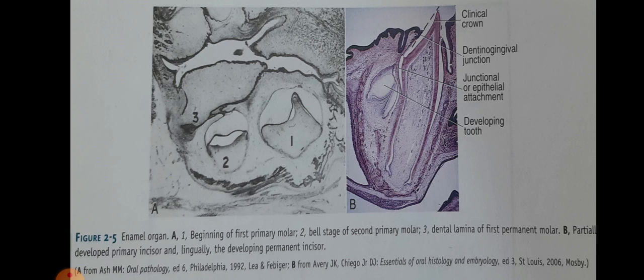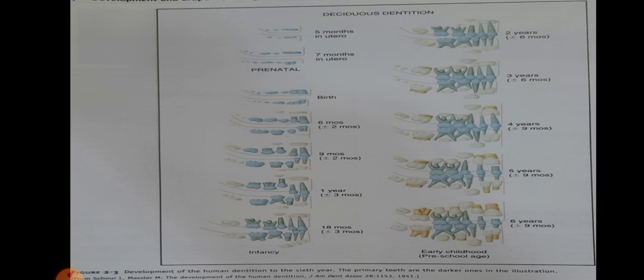It takes 2 to 3 years for the primary dentition to be completed, beginning with the initial calcification of the primary central incisor to the completion of the roots of the primary second molar. You can see this in Figure 2.3.